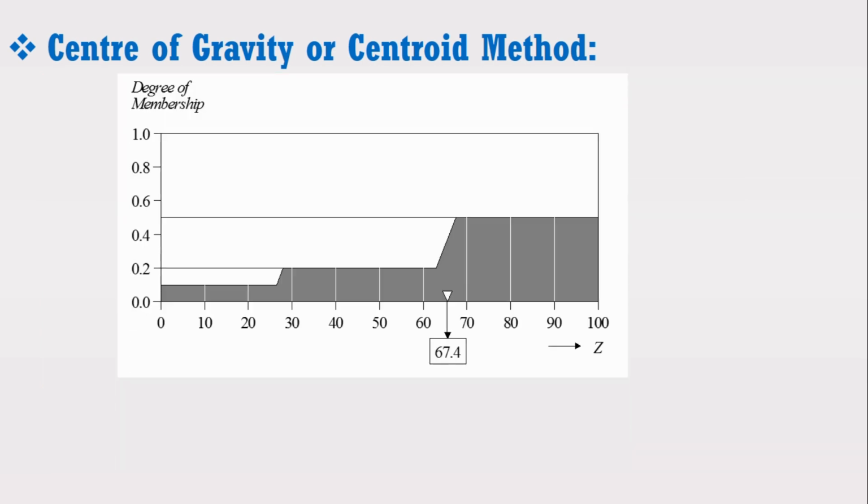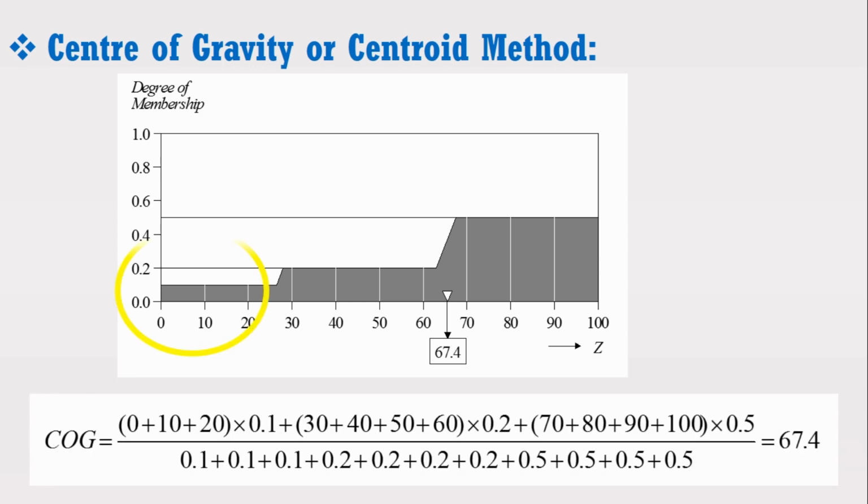Consider the figure which shows the output values with their membership degrees. Suppose we have to find a single defuzzified output for this figure using the center of gravity method. To do this, just take all the values, multiply them with their membership degrees and divide them by the sum of their membership degrees as shown here.